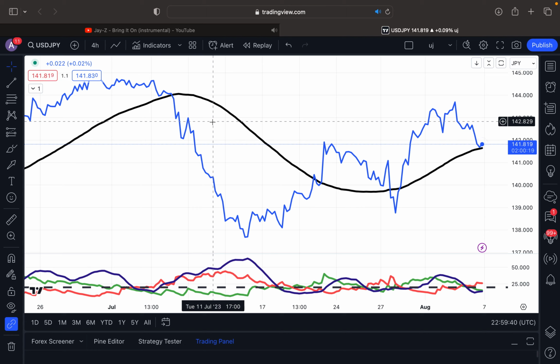And today I'm gonna be showing you where I draw my support and resistance levels, my supply and demand zones on USD JPY based off the daily and 4 hour time frame. And we're gonna be doing this for the weekly setups for this August 7th to August 11th, 2023.